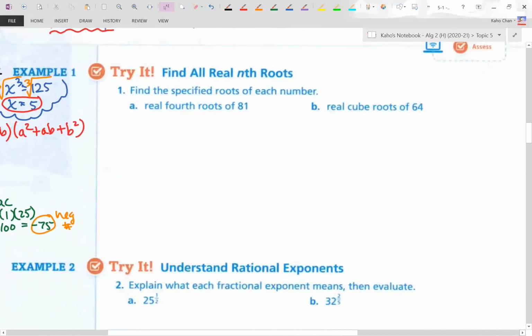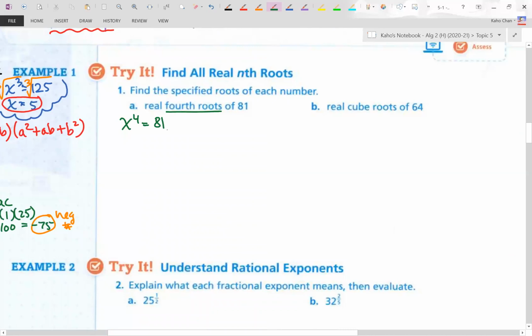All right. Number 1. Same process as what we did on the left side there. Let's find the 4th roots of 81. Again, you can do this 2 ways. We can do the graphing calculator, but if we do, we're kind of missing all the other possible roots that are out there. So I'm actually going to do this algebraically. We're doing real 4th roots here. Here we go. X to the 4th equals 81.